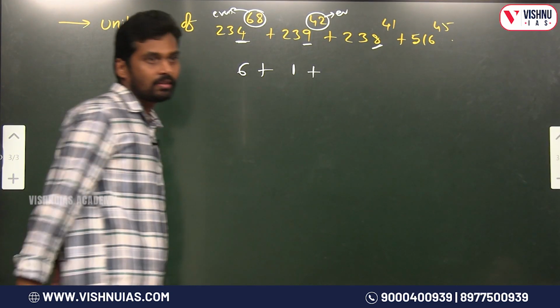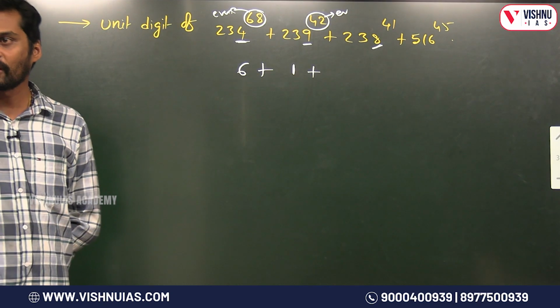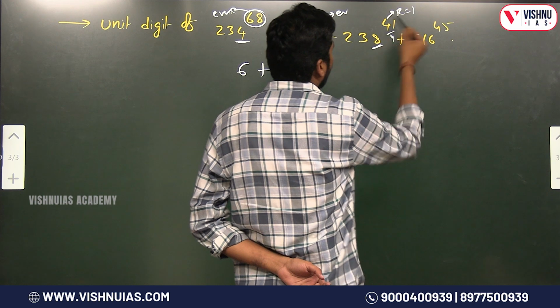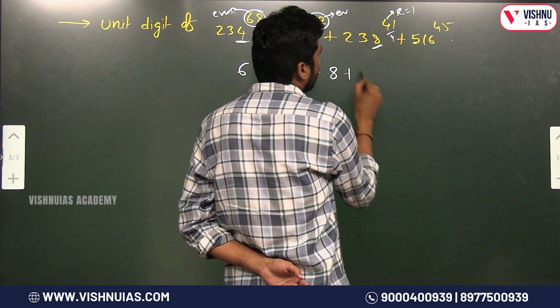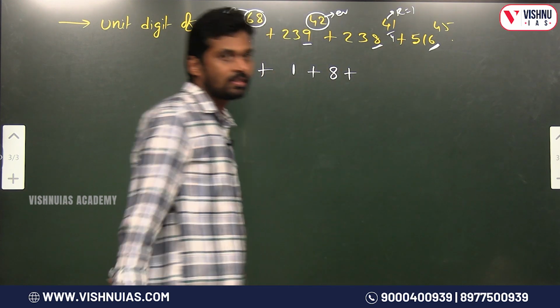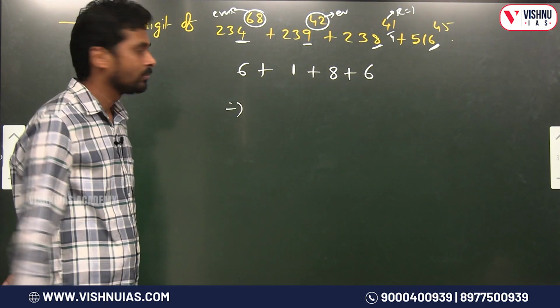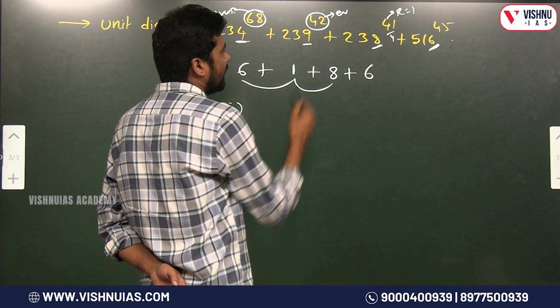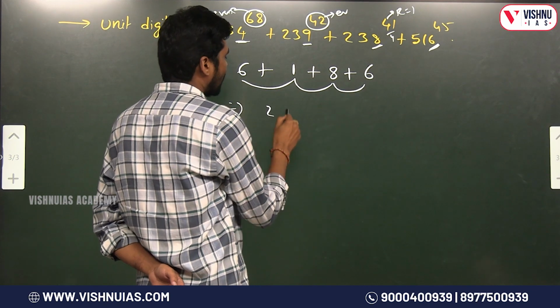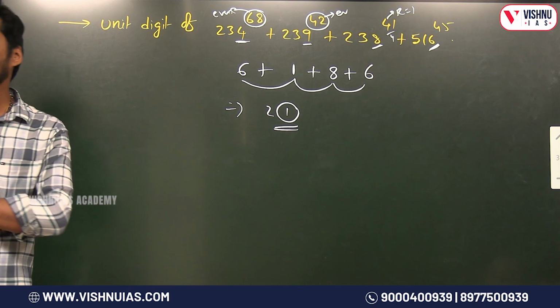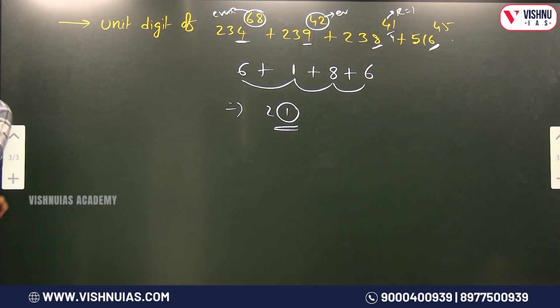Now it ends with 8. 2, 3, 7, 8. So divide the power with 4. What is the remainder? Remainder is 1. So 8 to the power of 1 means that 8. The last number is what? 6. 6 means that again we'll get the same number. Okay, so what is the value? Final value? 6 plus 1, 7. 7 plus 8 is 15. 15 plus 6 means that 21. 21 means that what is the unit digit? 1.